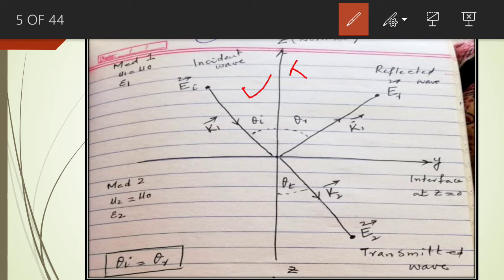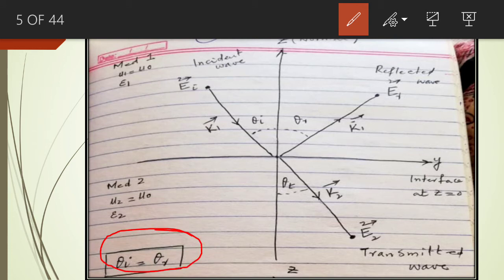Here is your normal. Z-axis is normal to the interface, normal to the boundary between medium number 1 and medium number 2. Some energy of the incident wave will be reflected back to medium number 1, and the angle of reflection is represented by theta r, and the remaining energy will be transmitted to the second medium. We know that the angle of incidence will be equal to the angle of reflection.